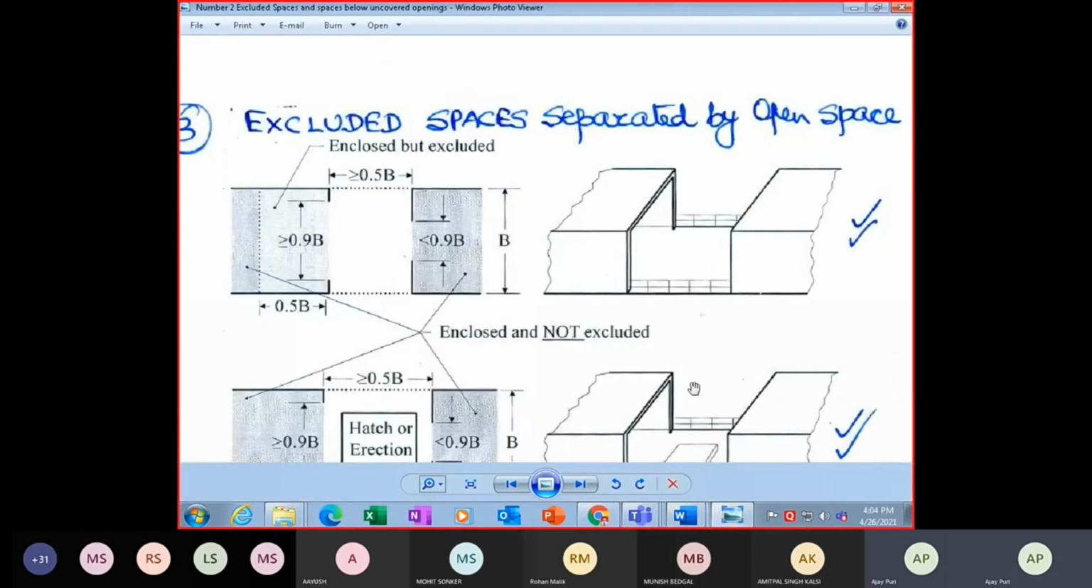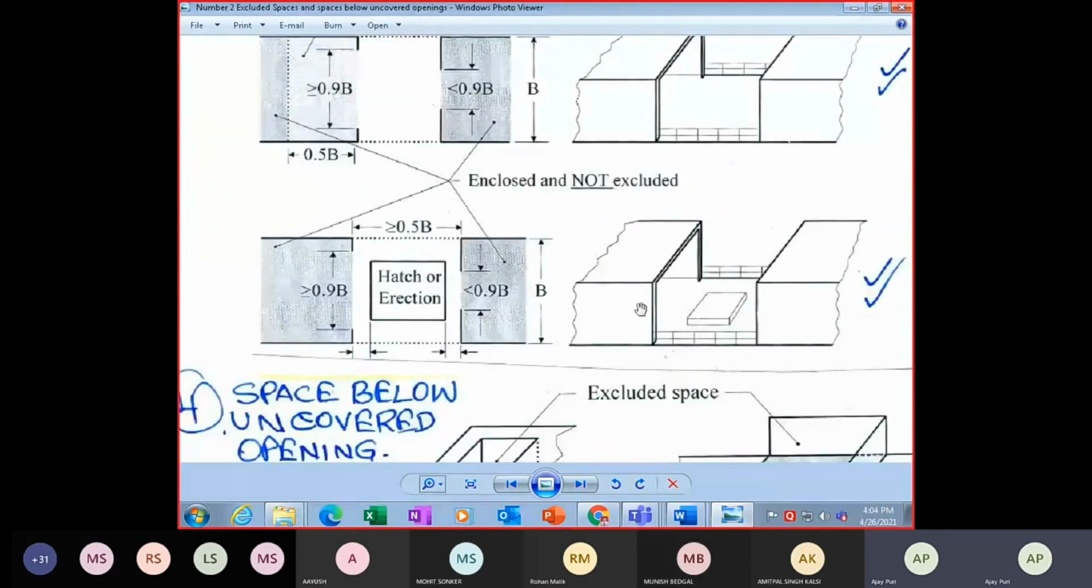So I'm taking the help of the 3D diagram also to explain. So this area will be excluded. This area will be included. This area is included. But this area will not be included or excluded from calculations. Now we come to the next diagram here.